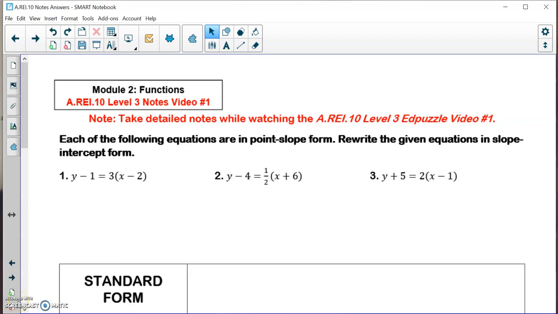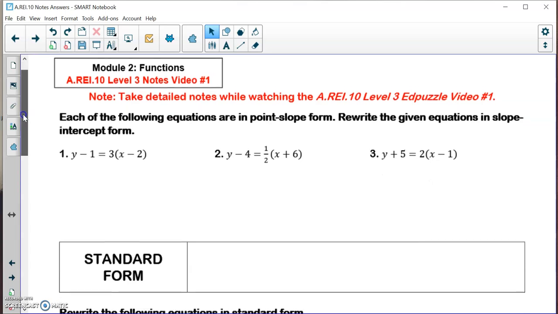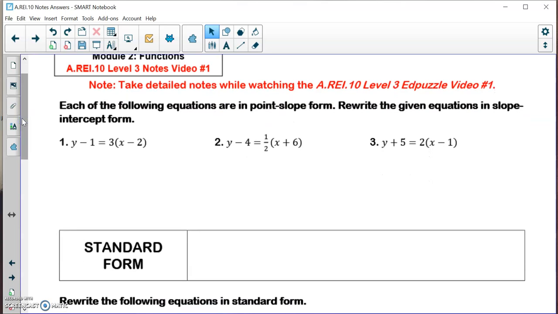Hi everyone, we are on level 3 now. There will be 2 videos for level 3, and we're going to start off with something that we kind of learned before. We are going to rewrite the following equations into slope-intercept form.